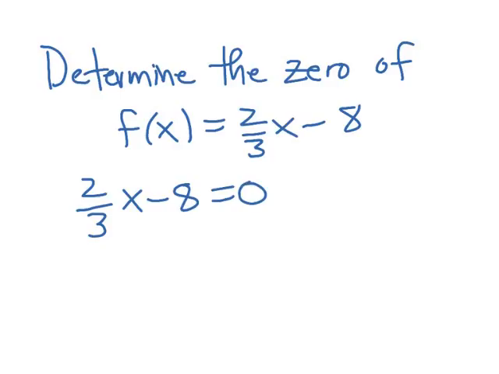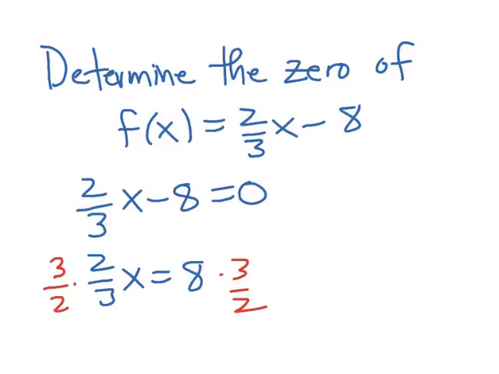So that's why I say I think you're going to like the determine the zeros part. Pretty straightforward. 2/3 x equals 8. Multiply both sides by 3/2 to clear that fraction. We get x is, let's see, 4 and 1, x is 12. Okay? So that's all there is to that. Determining the zeros means set it equal to 0 and solve. It's the same as finding the x-intercepts.